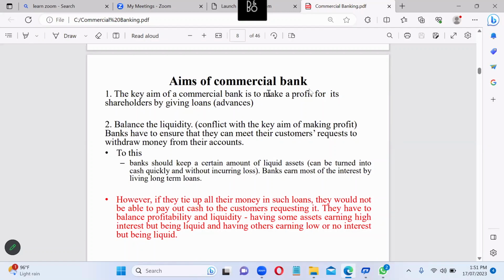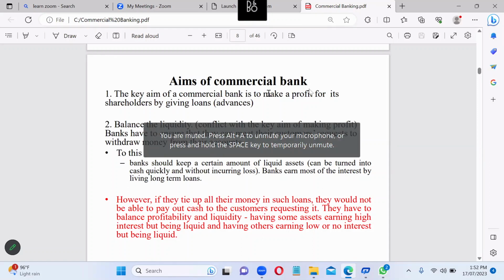Second, every commercial bank should provide adequate liquidity. Balancing liquidity conflicts with the key aim of making profit. They are not only focusing on creating profit, but also have to balance the liquidity. If there is any issue in the liquidity, the bank will incur losses. The bank will go down. How do we create liquidity in commercial banks? By getting more deposits, they can balance the liquidity. Otherwise, with low deposits in the bank, there are liquidity issues. The bank has no money, and without money, a bank cannot function.